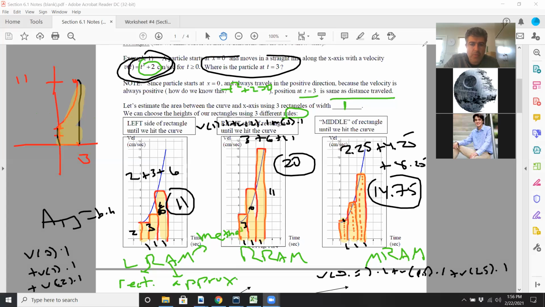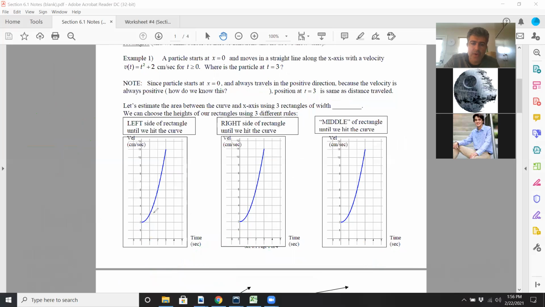Well, Lram, why wouldn't you go one more rectangle over? Isn't there still one more place? No, there's not, because if I redraw this, when you do Lram, you're starting at t equals 0, right? So you want the top left corner to touch it. So that's one rectangle. That's another rectangle. That's another rectangle. I've now gone from 0 to 3. If I draw another one, now I'm going from 0 to 4.